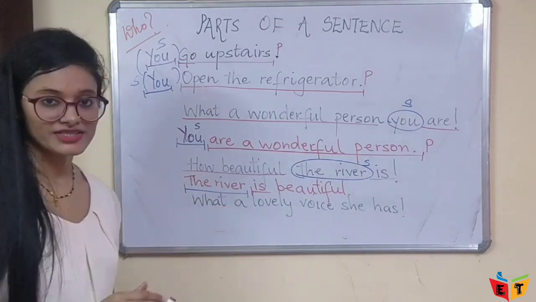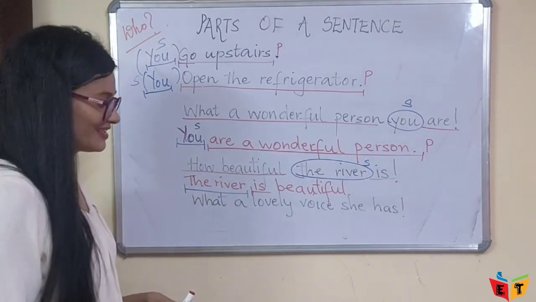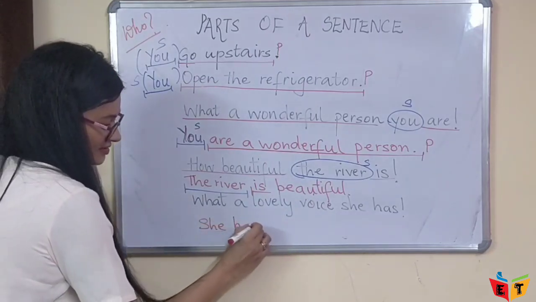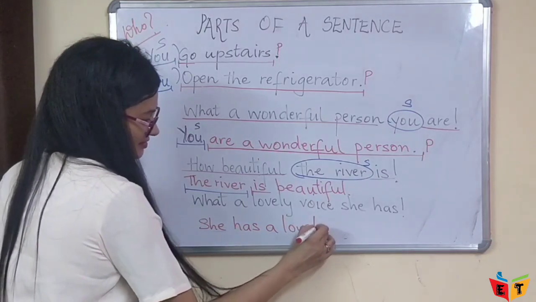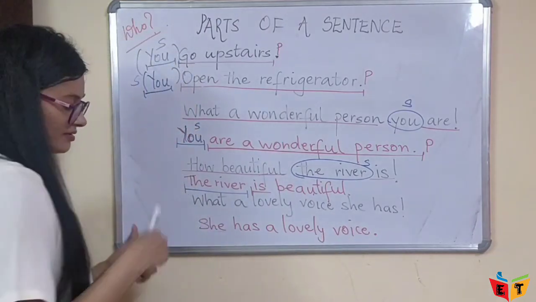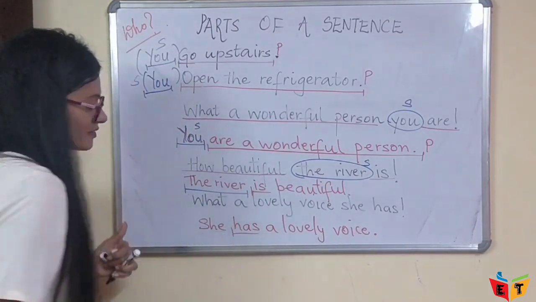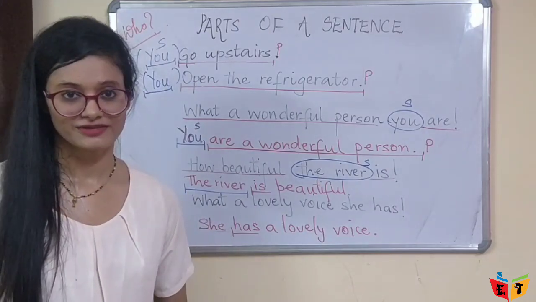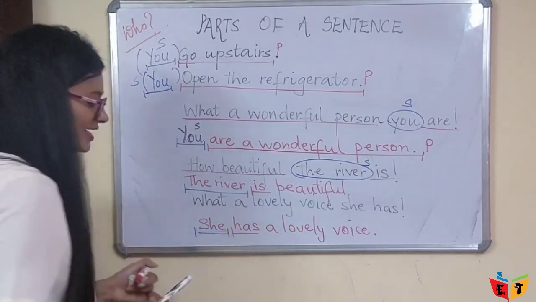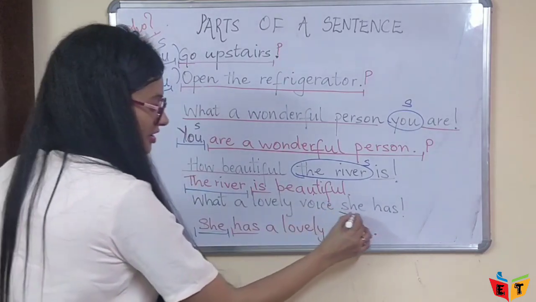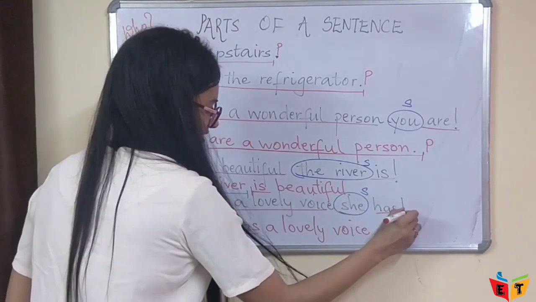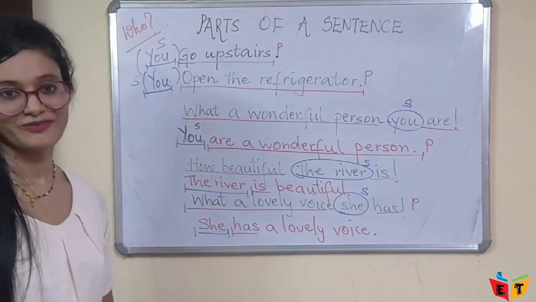What a lovely voice she has. Okay, now how will we change it? She has a lovely voice. Now again, what's the verb? Has. So who has a lovely voice? The answer that we get for the question who has a lovely voice is she. So here she is your subject, and then the rest part of the sentence is your predicate.